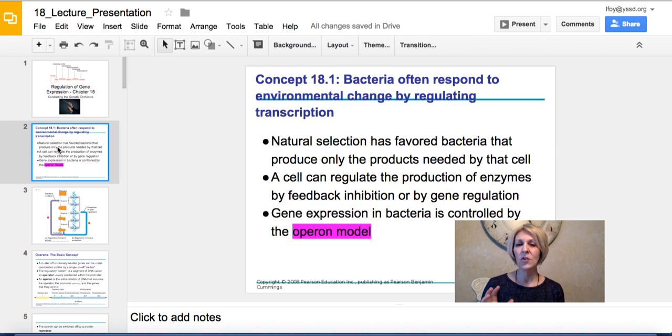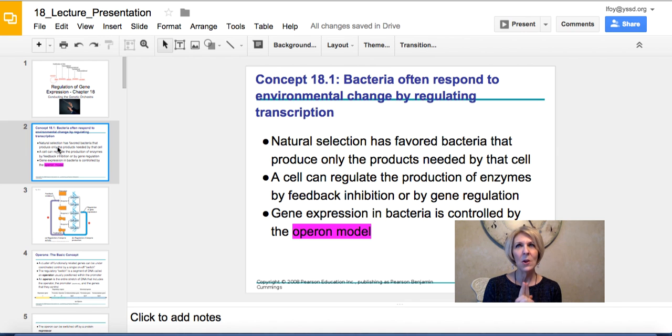So we're going to start off talking first about how bacteria do this. You know that bacteria have very simple systems, and so what you're going to see in how bacteria control their gene expression is going to be very different than what we see with eukaryotes. There's some similarities, but basically it's a simpler system. When you think about bacteria, the oldest living things we have on Earth, they've been around for literally billions of years.